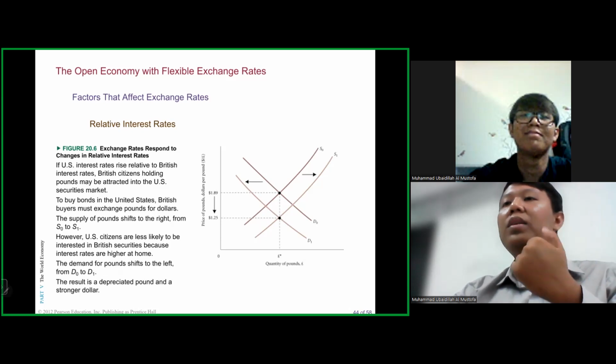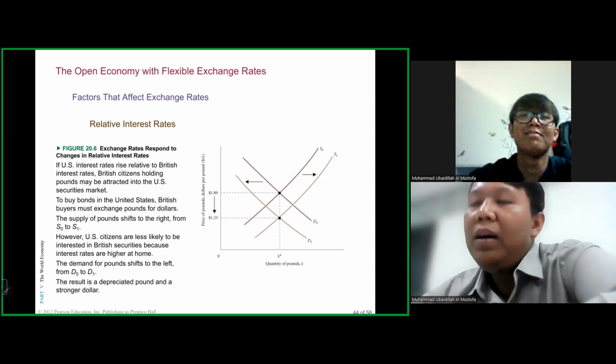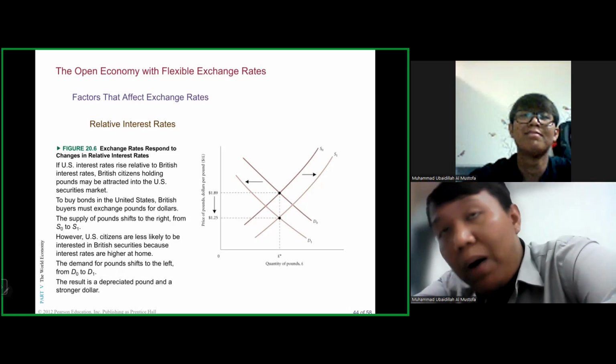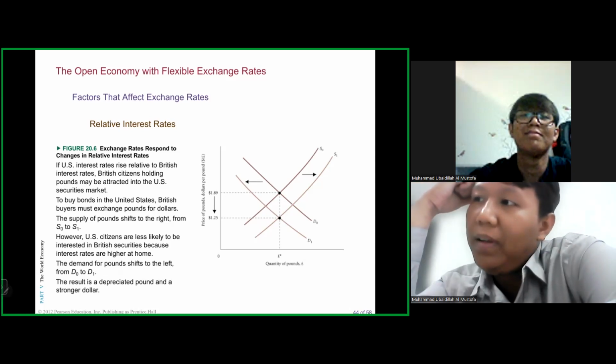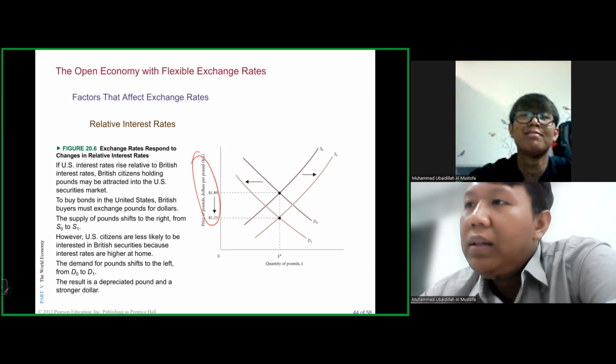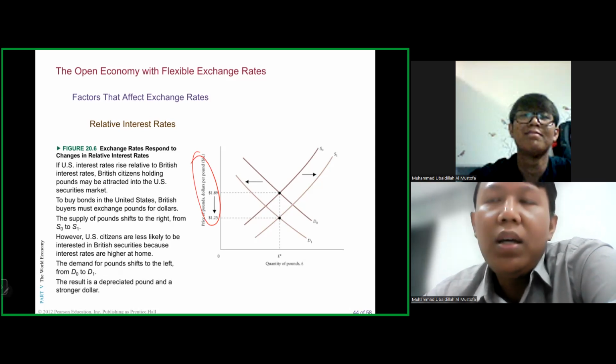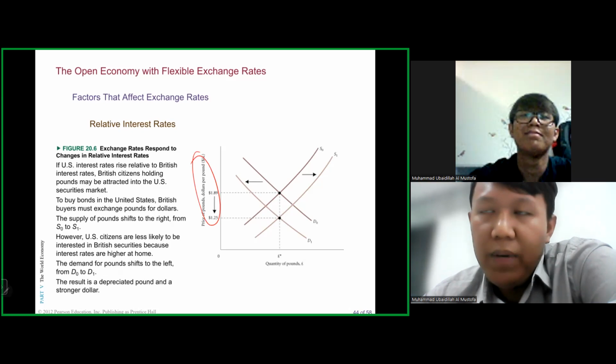So the increase in the US dollar will make the demand for pound decrease. Remember, this is pound-dollar. So the increase in the US interest rate will make British investors more interested to invest in the US local security markets.